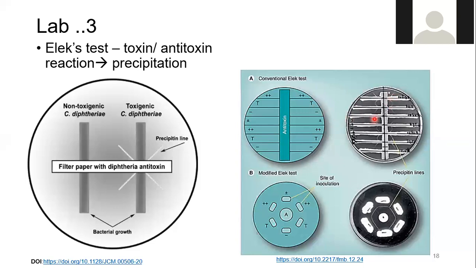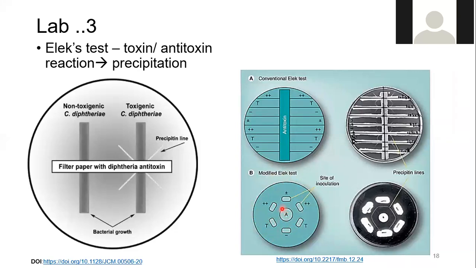But where you have a negative, which would be this one, then you only have the precipitating line from the upper inoculum, but not from the lower, so they do not form a V. The modified Elek test is a different kind of inoculation.